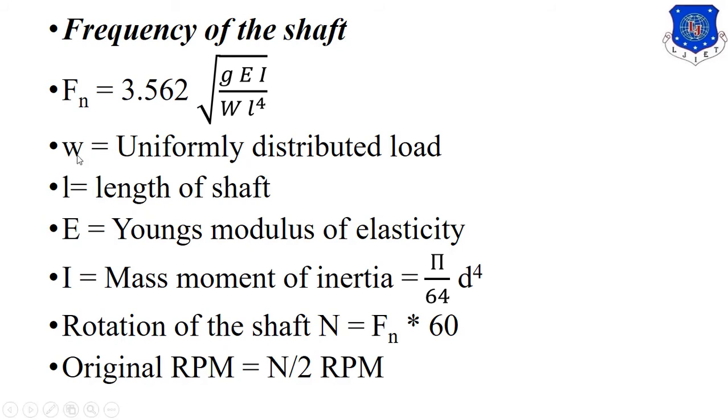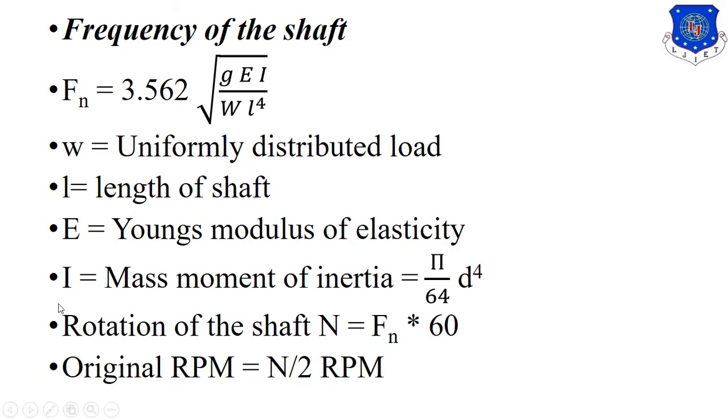Now what is W? W is the uniformly distributed load, so basically it is kg per meter. What is L? L is the length of the shaft. What is E? It is Young's modulus of elasticity, and this value is constant. We will take 2 into 10 to the 11 Newton per meter square for the mild steel material. We are using mild steel for our practical, so Young's modulus of elasticity is 2 into 10 to the 11 Newton per meter square.